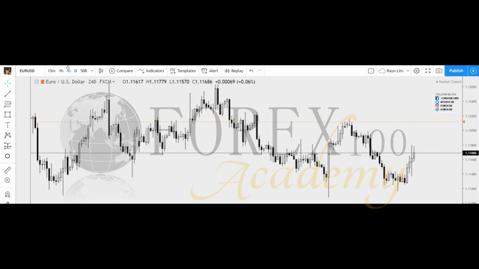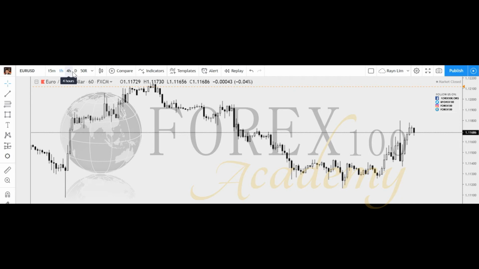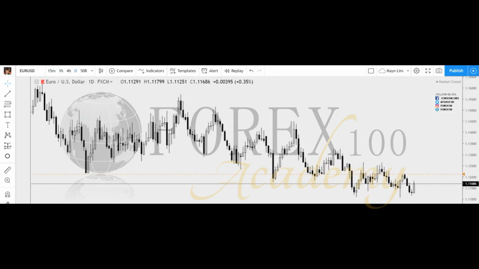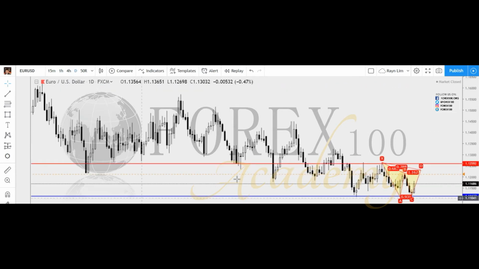Head down to the 4 hour chart. On the 4 hour chart, we can see that there's this movement that gives you a hint that there is a harmonic pattern. 1 hour chart, nothing much on the 1 hour chart. Back to the daily chart, I'll share with you my analysis on the daily chart.